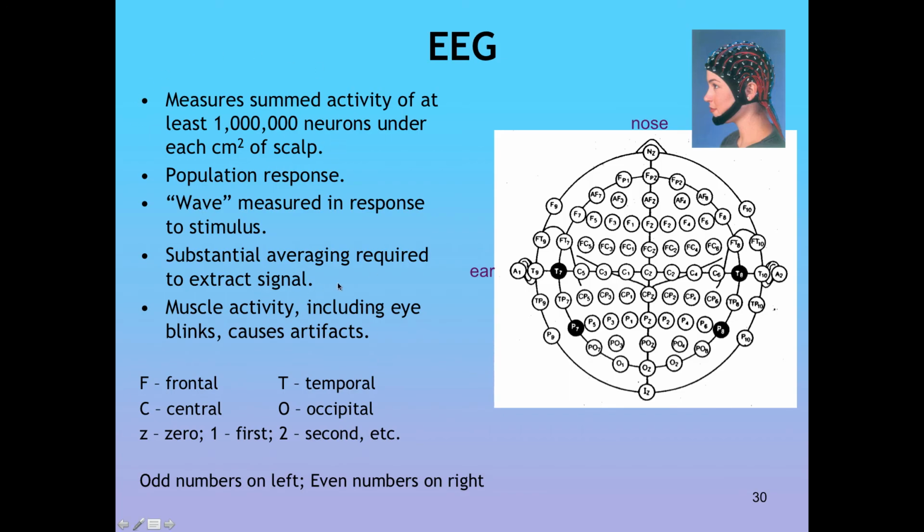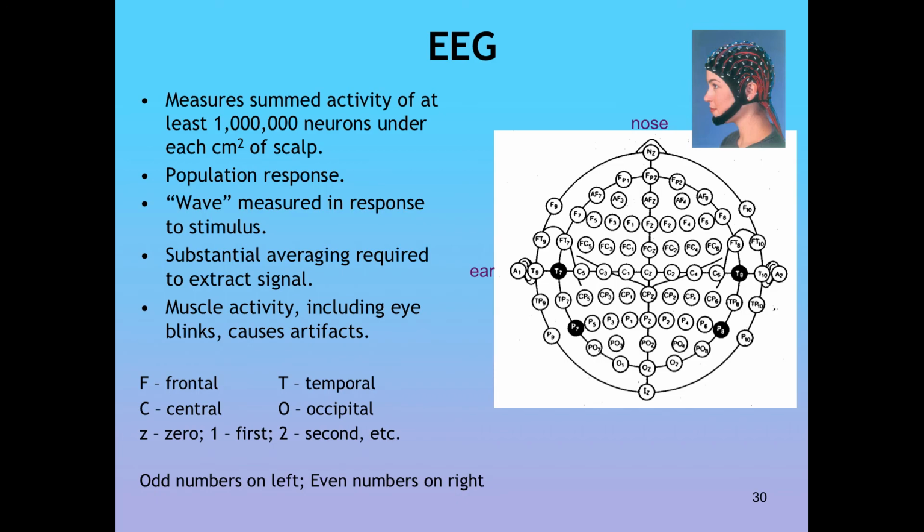And so we have to do lots of measurements and do lots of averaging to get like a nice clean signal out of this. And we have to remove artifacts. So muscle activity, eye blinks, people blink, that's just what they do. And that causes huge artifacts in these signals that you're measuring. So you have to extract those artifacts.